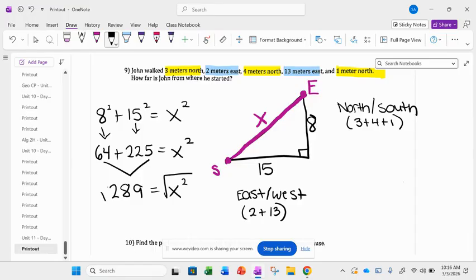I will tell you, 289 is a perfect square. What number times itself gives me 289? 17. 17 and 17. So x will equal 17. So how far is John from where he started? 17 meters.